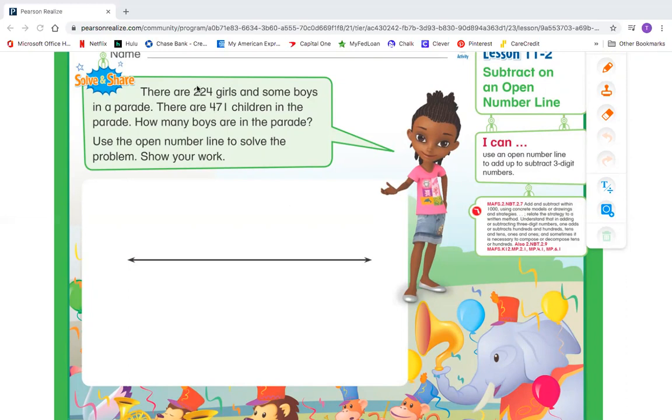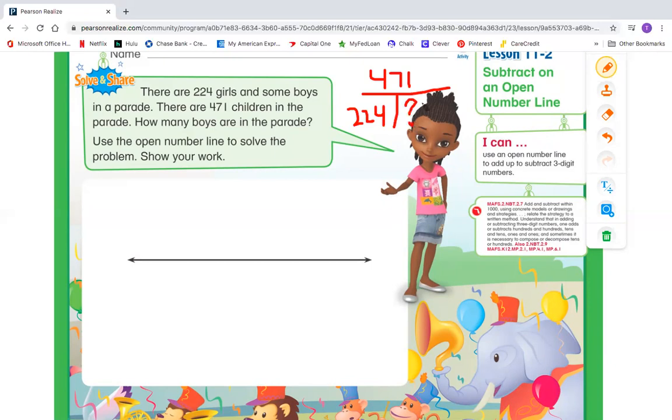So we already know how many girls there are, and we know in total how many children there are. Let me get my pen. That's 471 students in all. That's my whole number. I have 224 girls, and I'm not sure how many boys I have.